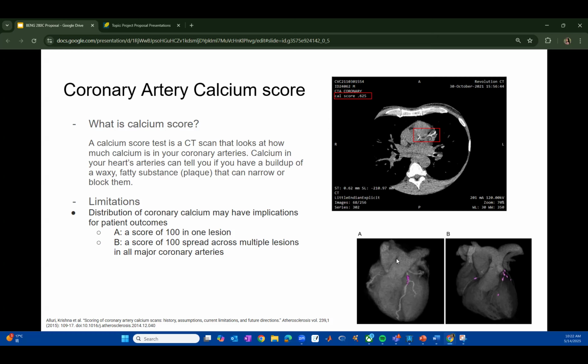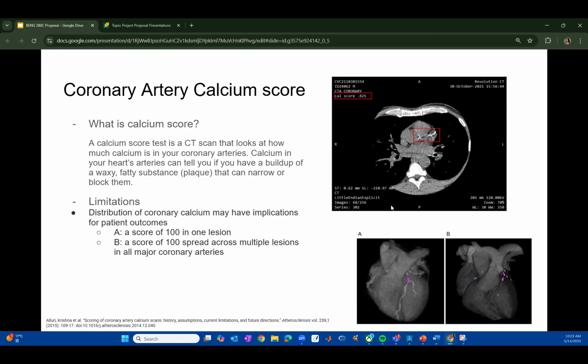For instance, here in Plan A, the calcium is concentrated in a single plaque, while in Plan B, it's spread across the coronary system, but both have the same score of 100. So this example shows that calcium distribution alone can lead to very different clinical implications, even when the total score is the same. And we found that location matters as well. A small amount of calcium in a high risk area like the LAD artery could be more dangerous than a larger amount in a lower risk region.